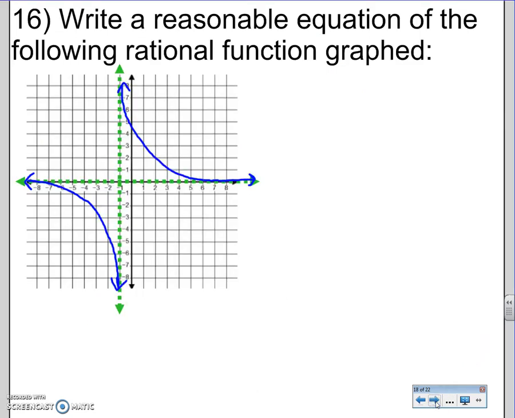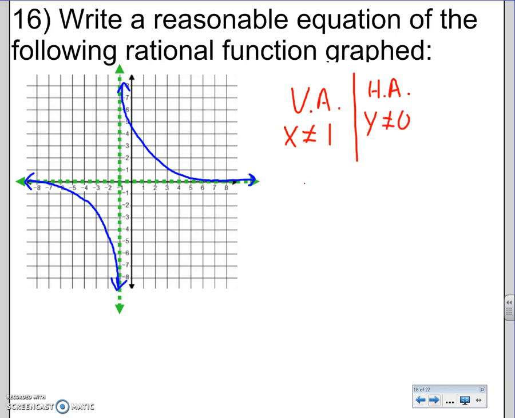16. Write a reasonable equation for the following rational function graphs. Alright, again, we had a problem like this earlier. We have the information. We have VA. There's one VA. What is it? It is at negative 1. X can be negative 1. Alright, we have a HA. Y can be 0. So K is 0.